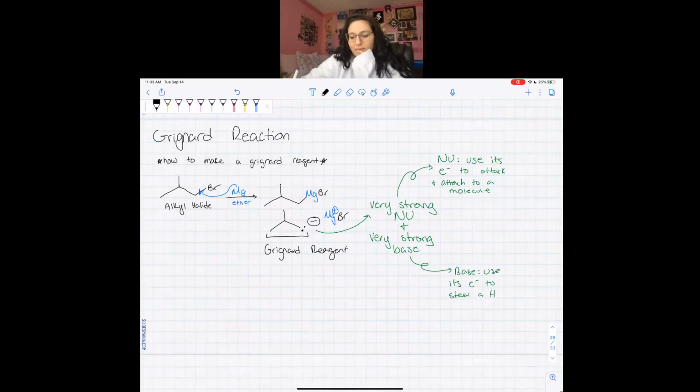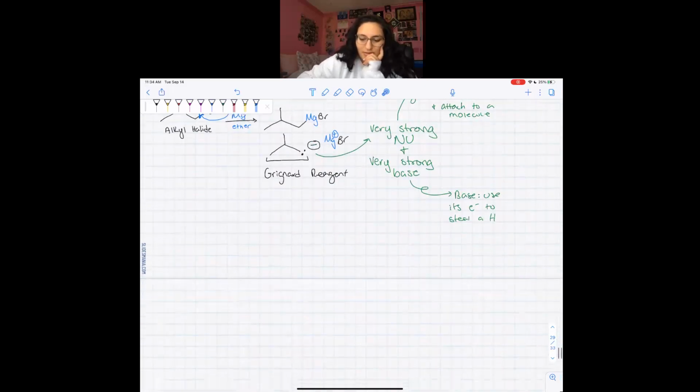We know that it could be a strong nucleophile or a strong base, so we're going to see it in action. So again, this was just creating the Grignard. This isn't the actual Grignard reaction. The Grignard reaction is going to look like this.